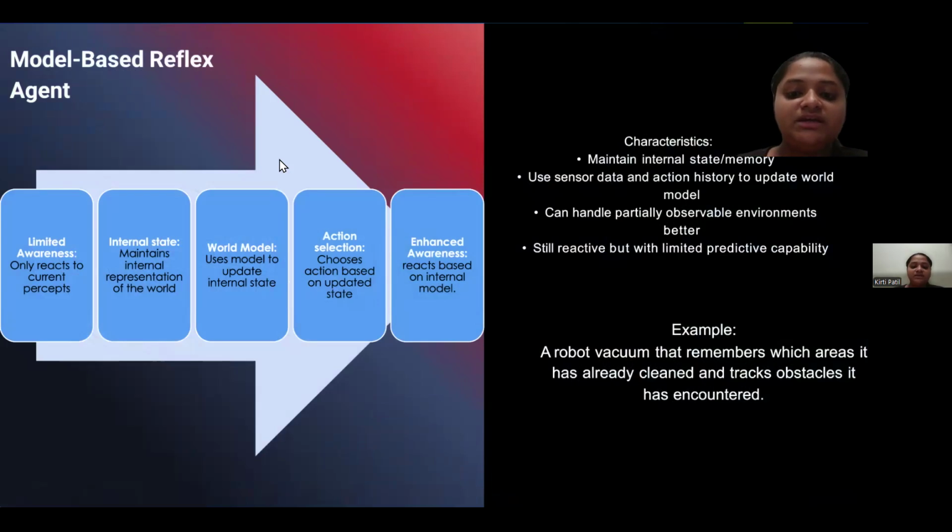So, the model-based reflex agent. What are model-based reflex agents? They have an internal representation or memory of the world. They update their state using new sensory data and past actions, and are able to handle partially observable environments. Example: a robot vacuum remembering cleaned regions and detected obstacles. The simple reflex agent has limited awareness and only reacts to current percepts. The model-based agent maintains an internal state, an internal representation of the world. The world model is used to update the internal state; action selection chooses an action based on the updated state, giving enhanced awareness and reacting based on the internal model.